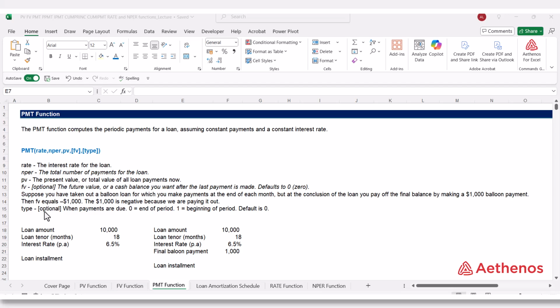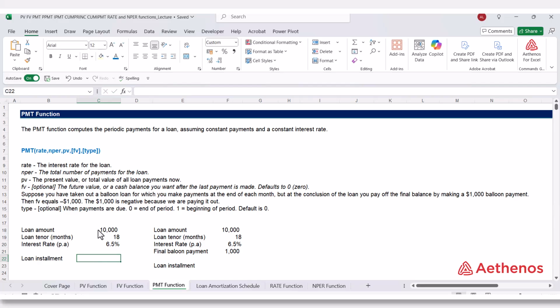The type is optional. Again, it's the same convention as the PV and FV functions. When payments are due at the end of the period, we use 0, and 1 for the beginning of the period. The default is 0, or end of the period payments. So we have one loan here. We are borrowing $10,000 and it's for 18 months. And the interest rate is 6.5%. So we can calculate the monthly payment or loan installment using the PMT function.